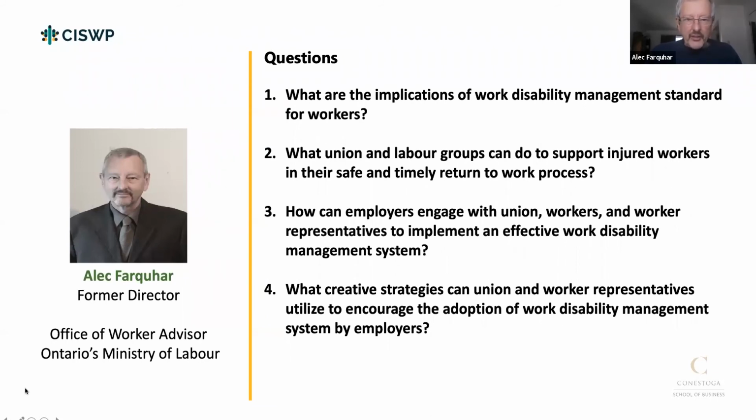I appreciate so many people showing up for this part of our continuing series of launch events for the Disability Management Standard. And also, I think you're seeing the kind of collaboration between employers and labor that has really marked the whole development of the standard, which is so important.